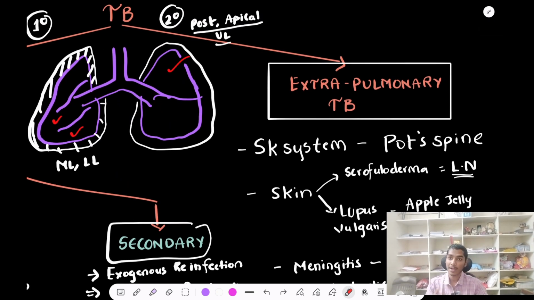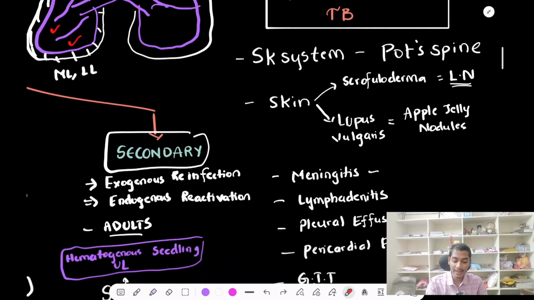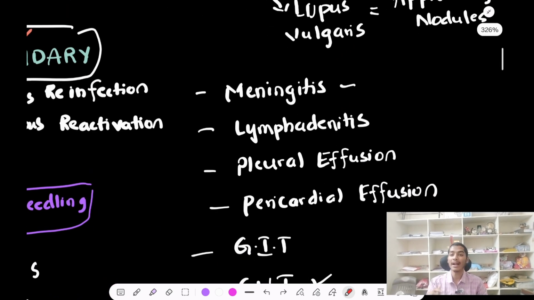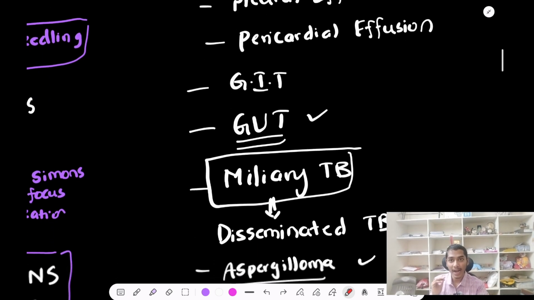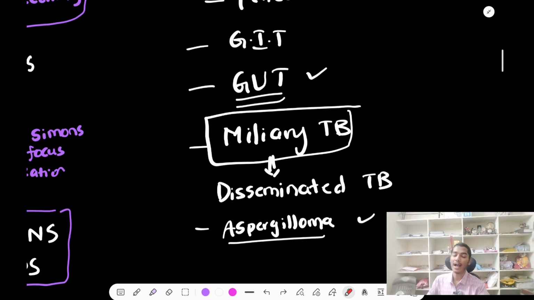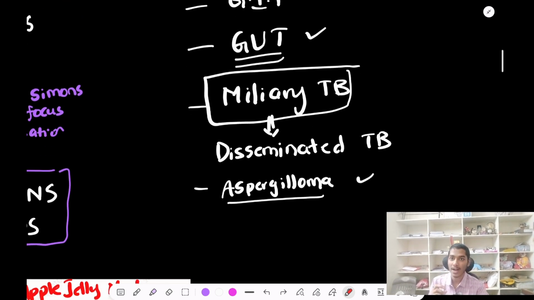What are the 11 extrapulmonary TBs? Repeat after me. First we have the skeletal system, Pott's spine, spondylitis of TB. Then skin, where we have two presentations: scrofuloderma, that is lymph node lymphadenopathy or lymphadenitis, then we have apple jelly nodules, lupus vulgaris. Then we have meningitis that you will see, and lymphadenitis, upper respiratory tract infection, pleural effusion, pericardial effusion, GIT, and we have genitourinary tract infection and miliary TB, that is disseminated TB, and aspergilloma.